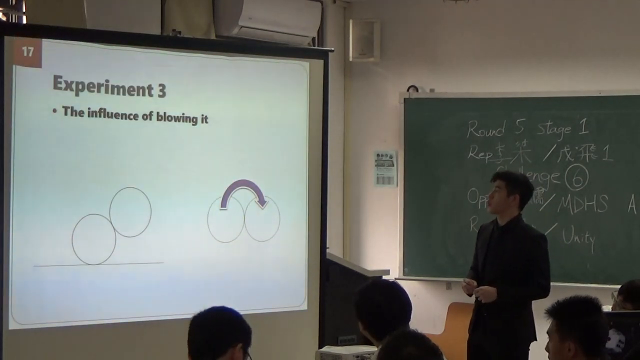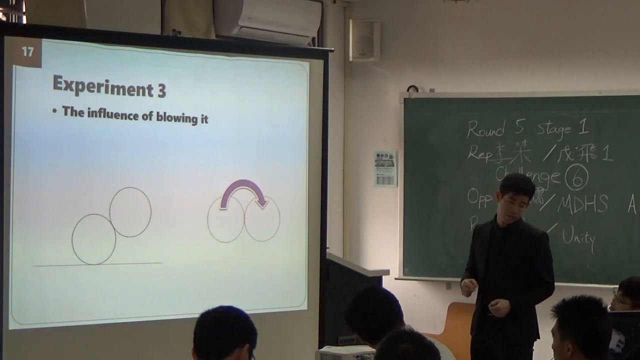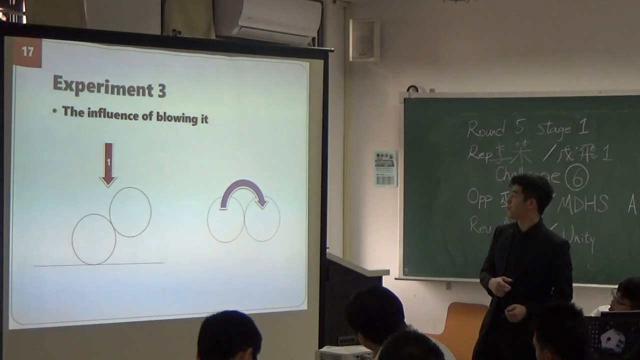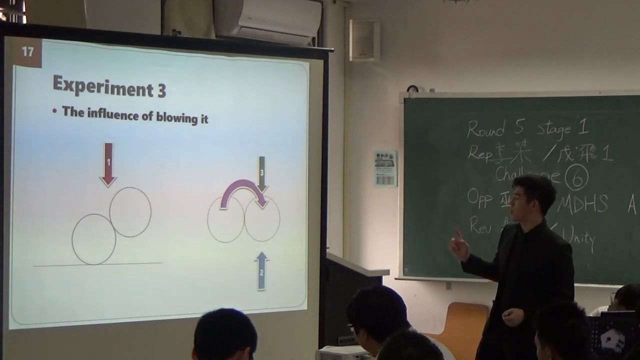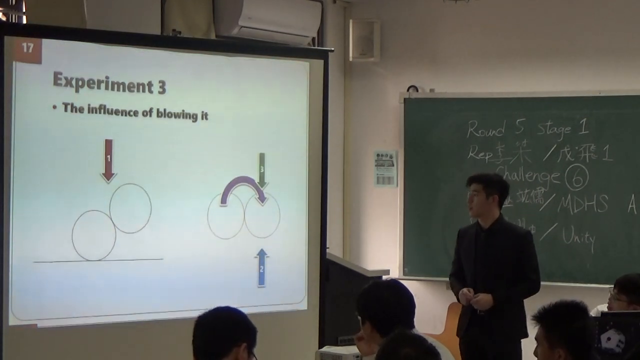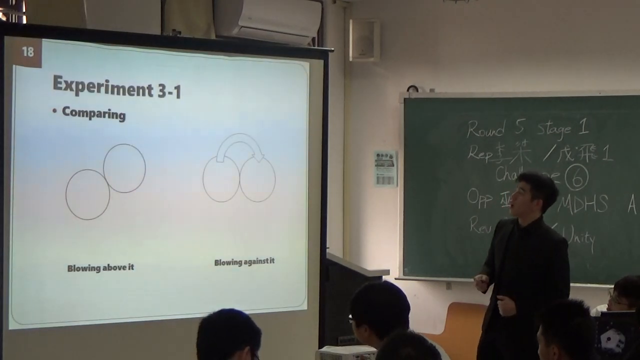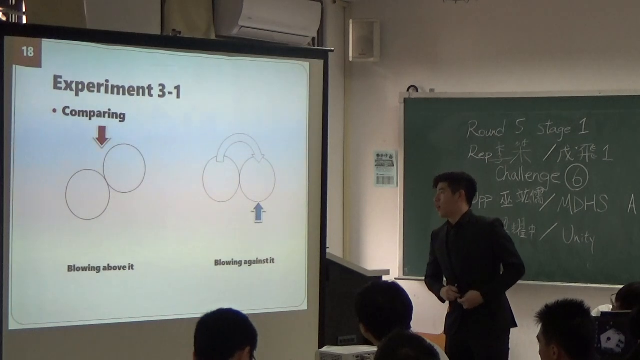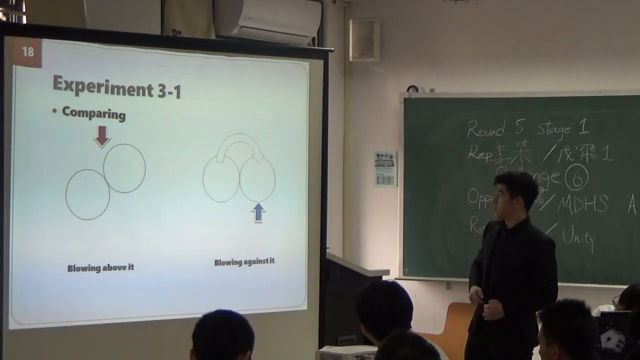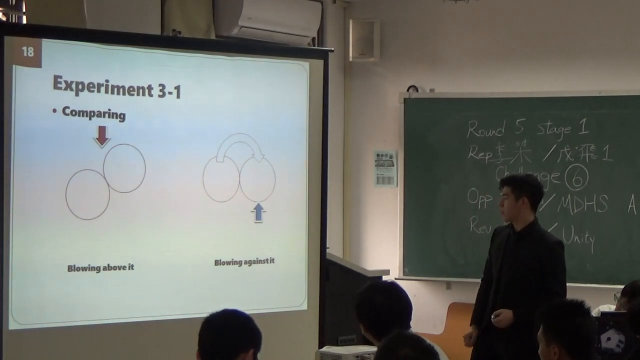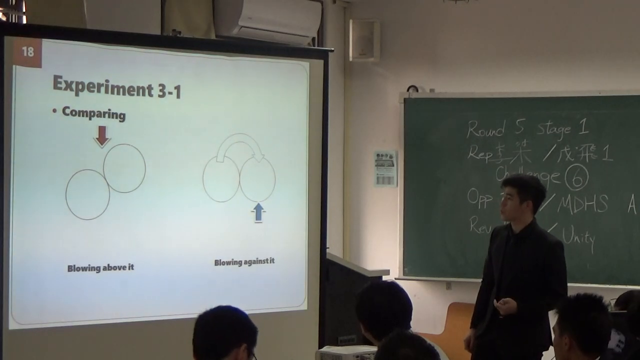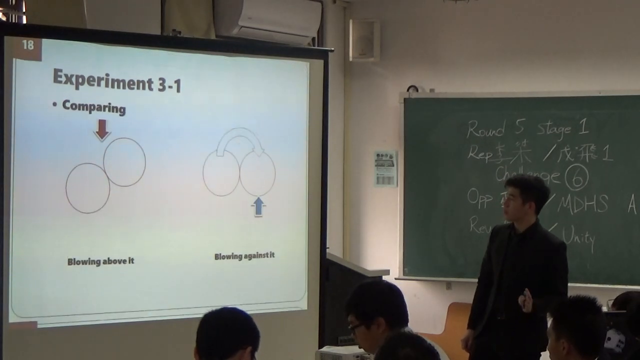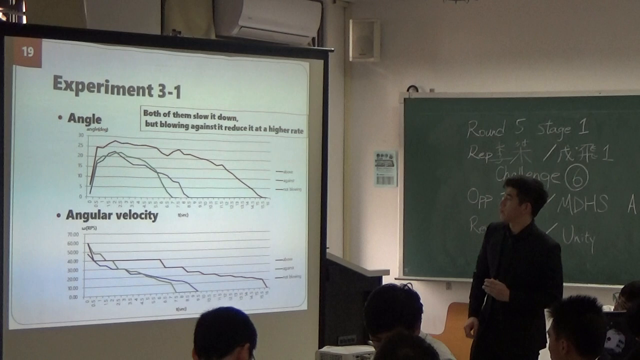The next experiment is the influence of flow. So these are the three directions that I mentioned before. Experiment 2-1 compares blowing above it and blowing against it, since both of them will slow down the ball. So let's take a look at the result.